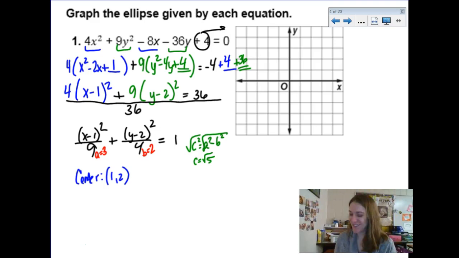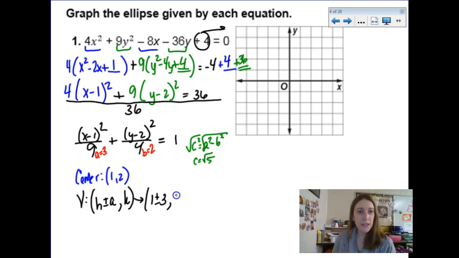Let's move on to find our major axis vertices. So what do we got here? We got a horizontal ellipse. So the vertices are at the formula h plus or minus a, comma, k. So for us, those vertices would be at 1 plus or minus 3, comma 2.